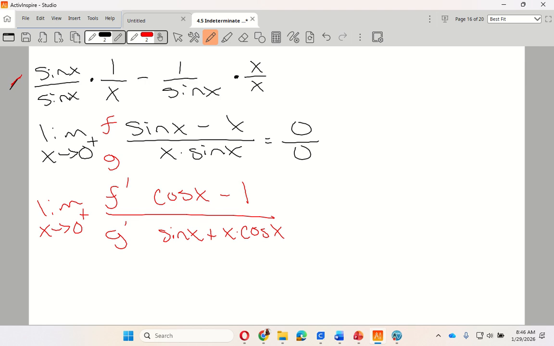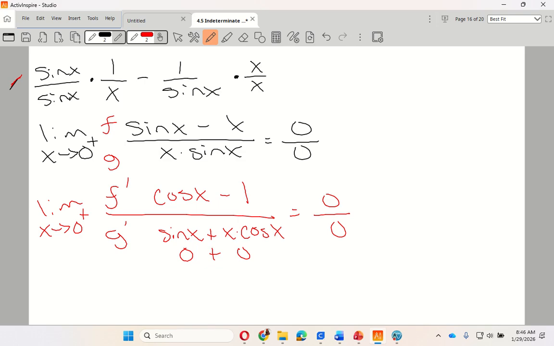Now we're trying to plug in the 0. Cosine at 0 is 1. 1 minus 1 gives me 0. Sine at 0 is 0, plus 0 times cosine, which is just going to be 0. So what happens if I get 0 over 0 again?